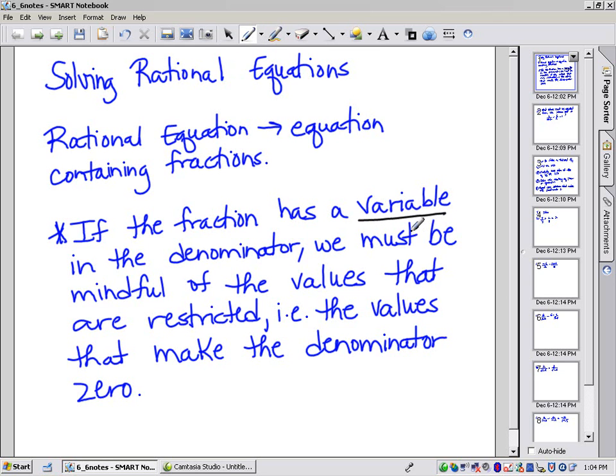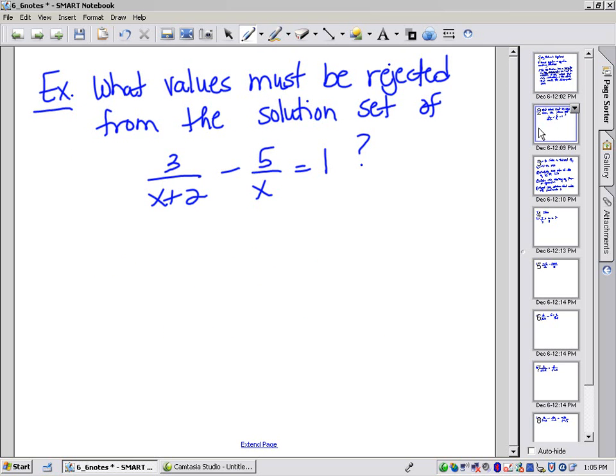And so whenever we have a variable in the denominator, we have to be careful that the values that we have as our solutions are not restricted. In other words, the values that we have in our solutions cannot make the denominator 0. So that's really one extra step that you have to do in this process. So let's just practice that skill for a moment.